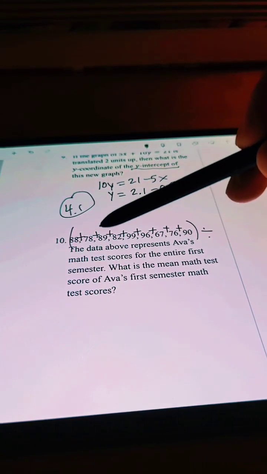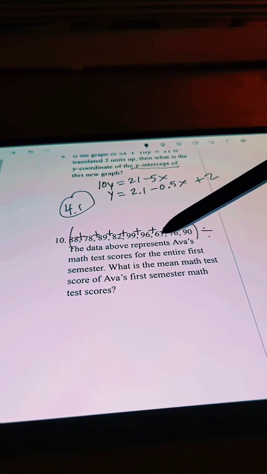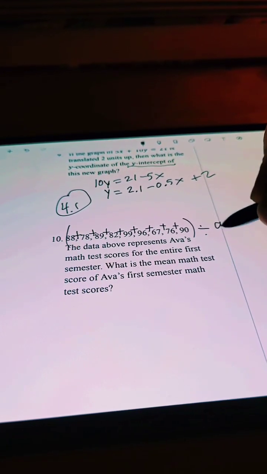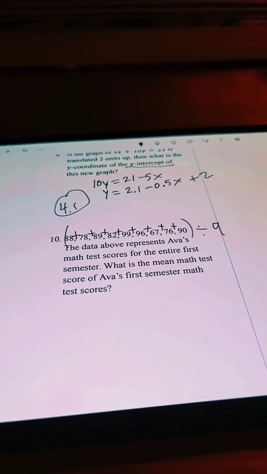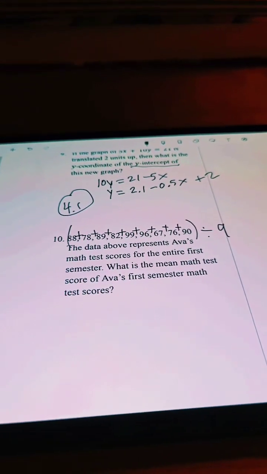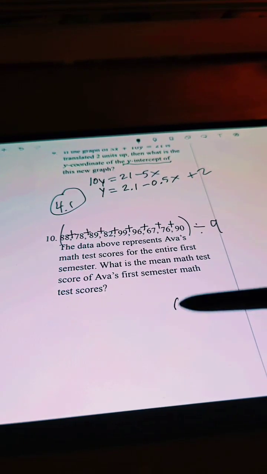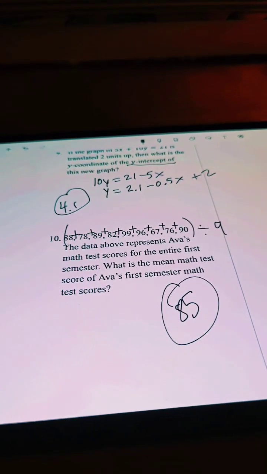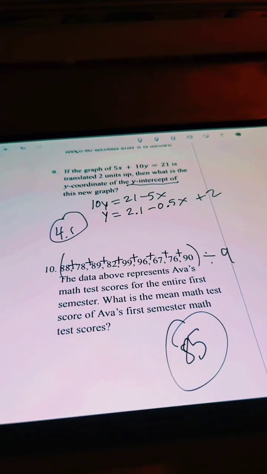So there are 1, 2, 3, 4, 5, 6, 7, 8, 9 test scores. So you would just add that all up and divide by 9. When you do that, you get 85 as your answer. So 85 is the mean.